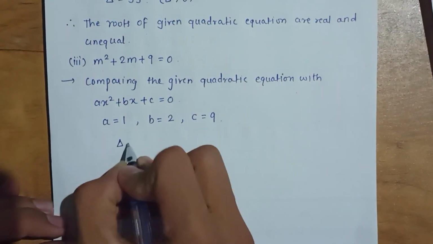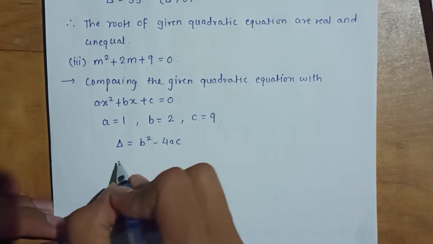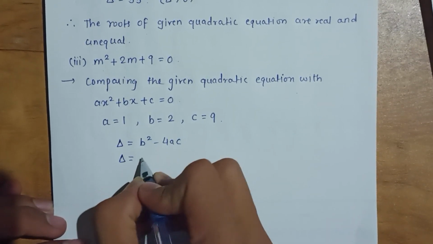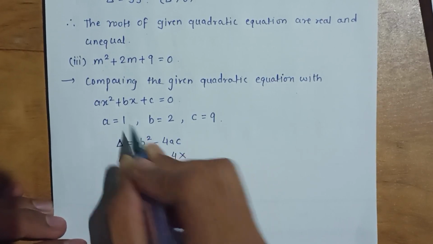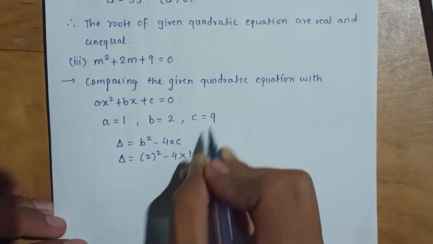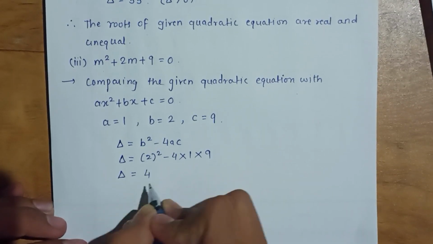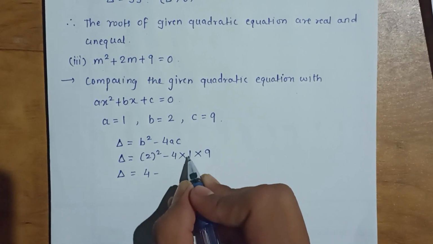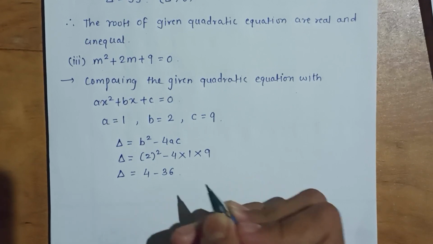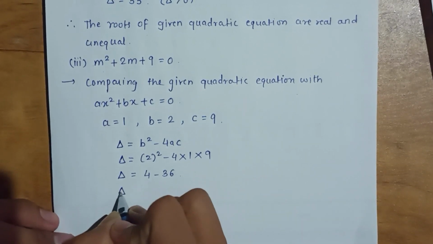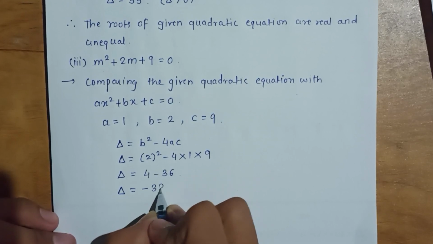So we have got the values of a, b and c, so we will calculate delta. Delta equals b square minus 4ac. So delta equals b square, that is 2 square, minus 4 into the value of a, which is 1, into the value of c, which is 9. So delta equals 2 square, which is 4, minus 4 ones are 4 and 4 nines are 36. Therefore delta equals 4 minus 36, which gives minus 32.